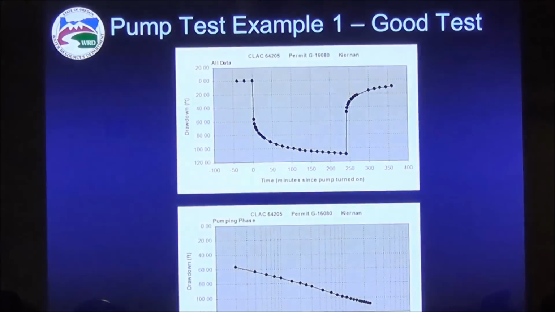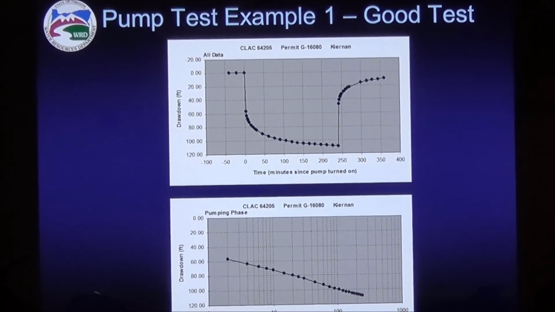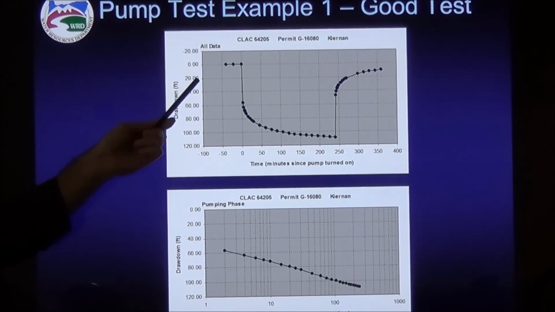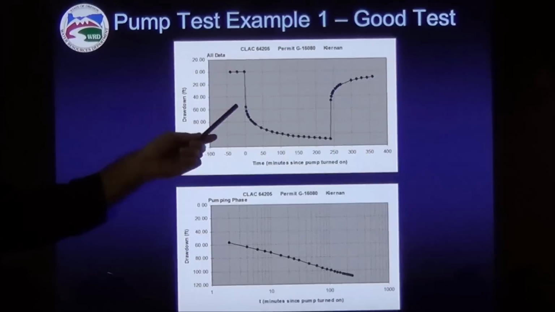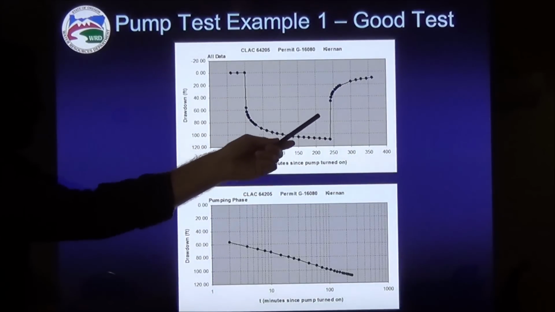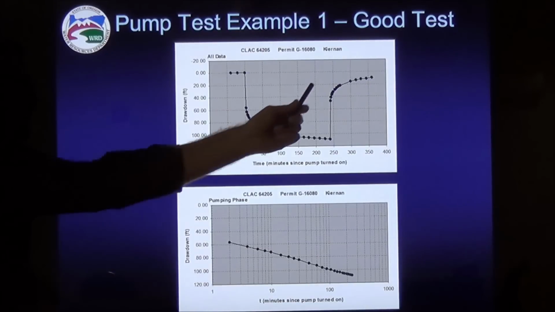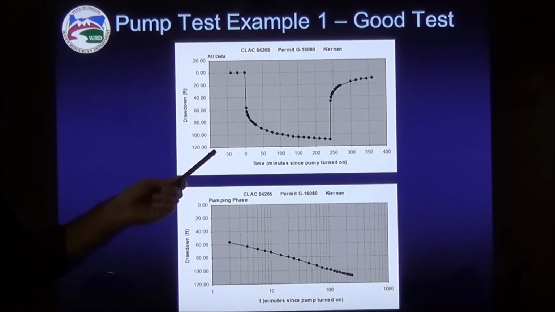So here's some examples of pump tests that have been submitted to the department. This is a good test here. So we have the typical pumping pattern here with the drawdown, excessive drawdown early on, which kind of flattens out, and when you turn the pump off, you get relaxation in drawdown, which then flattens out. This is just looking in linear time here.